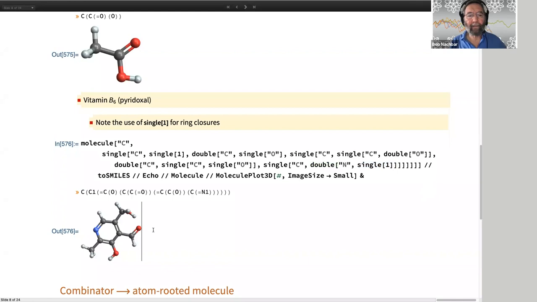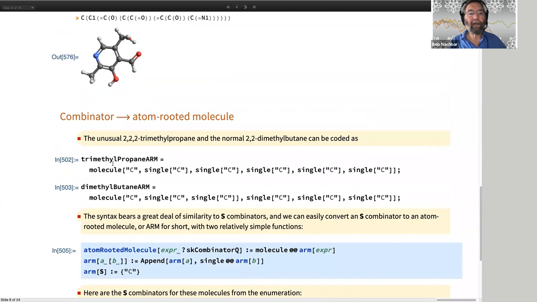Okay, so we can take the offending combinators, the ones with too many bonds, and we can write it as an atom-rooted molecule. We've got a carbon atom with 1, 2, 3, 4, 5 other carbon atoms bonded to it with single bonds. So we can define that. And the corresponding dimethyl butane, which is valid, we can write in a very similar way. We've got 3 carbon atoms singly bonded to this one here, and then another carbon bonded to it, but it has the 6th carbon atom attached to it, and it's not attached to the center one here.